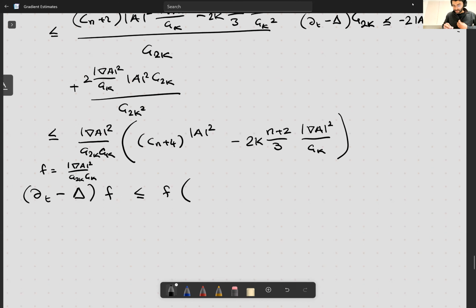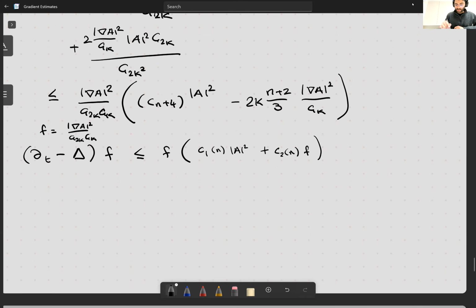But what I want is this to look something like, let's say, C1 n A squared plus C2 of n, f. Okay, so if f attains an interior maximum, then I know that this quantity has to be positive because f is already positive. I already know that nabla A squared is positive and these things in the denominator, they're both positive. So then I need to know that this is positive as well. Okay, so what's this thing on the inside that needs to be positive?